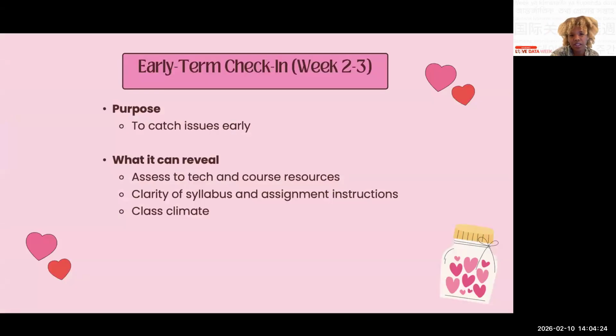So the types, we're going to talk about 3 types, and there are more types. The first one is an early term check-in. The purpose is to catch any issues or just to get to know your students a little bit earlier in the semester. There are different ways that you can do this. You can do an anonymous survey with a maximum of 5 questions, so 3 to 5 questions to just gauge where students are at.